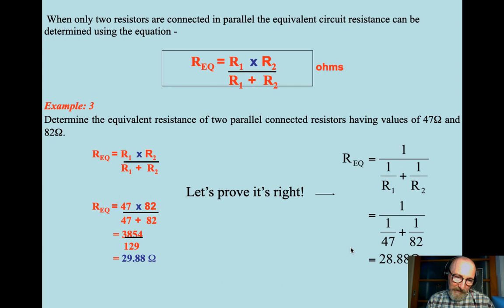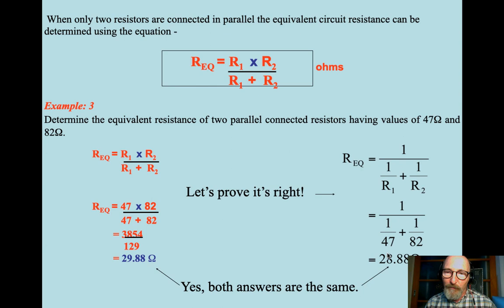It's a typo. That's supposed to be 29.88 rounded up. That is the correct answer, 29.88. That's incorrect. 29.88 is the correct answer. But I don't change these PowerPoints. I love them as they are because it keeps me on my toes and it makes you guys think as well. All right, both answers are the same. Well, they're the same if we visualize that as being a 9 anyway.